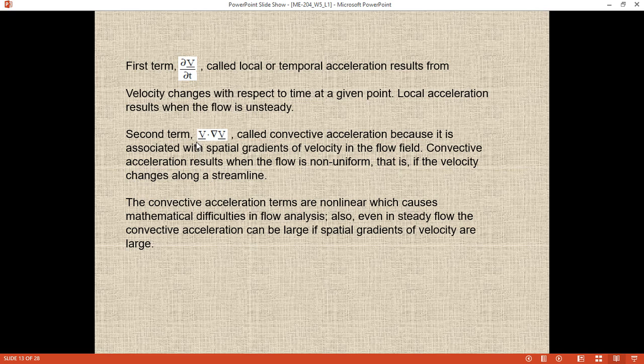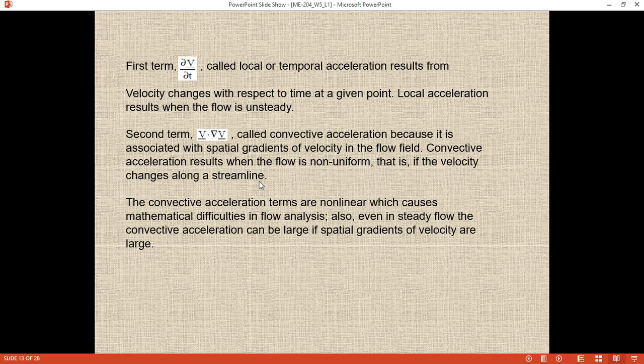The second term, V dot del V, is called the convection acceleration, because it is associated with the spatial gradient of the velocity in the flow field, and these are functions of space coordinates. This part is a function of time, and this part is a function of space coordinate. So this is the component of acceleration due to space coordinate, and this is the component of acceleration due to time. Convection acceleration results when the flow is non-uniform. That means the velocity is changing with respect to space coordinates in the x, y and z direction, that is, if the velocity changes along a streamline.